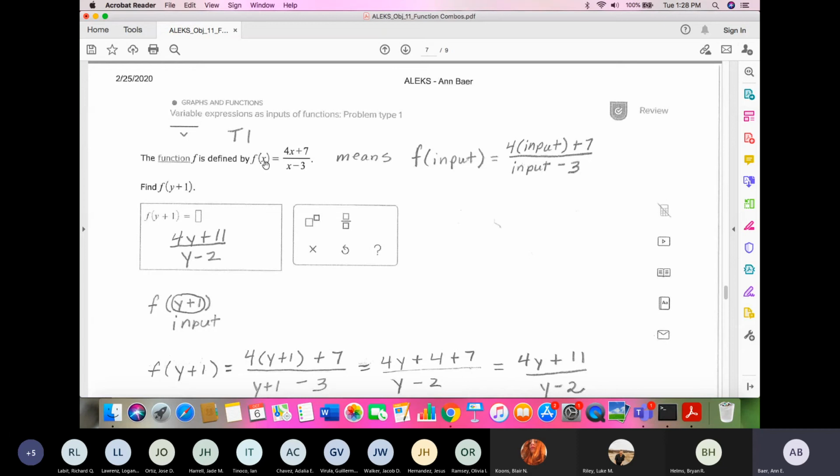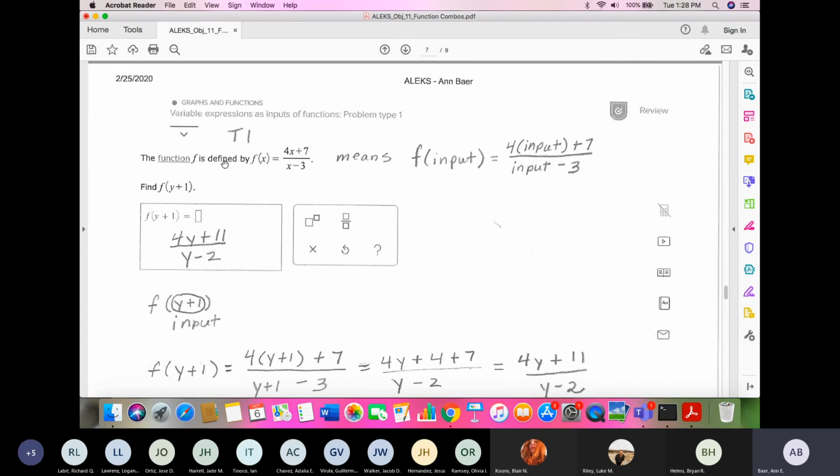So you can take out these x's here everywhere and replace those x's by the word input. So f of x, we can write out the word input, equals 4. Now we see an x again. Let's write out the word input. Plus 7 over, here's x again, write down input, minus 3. It will cause less confusion if you do that.